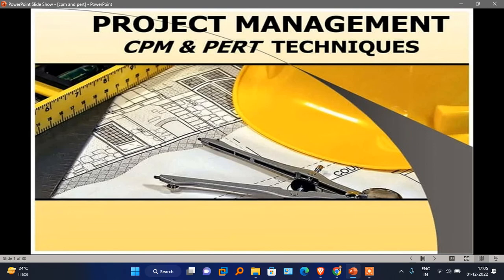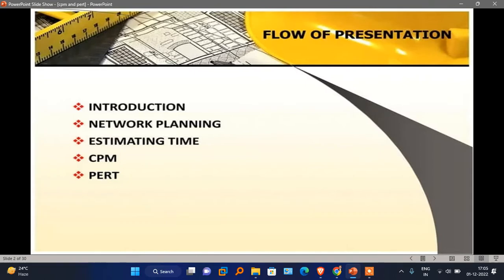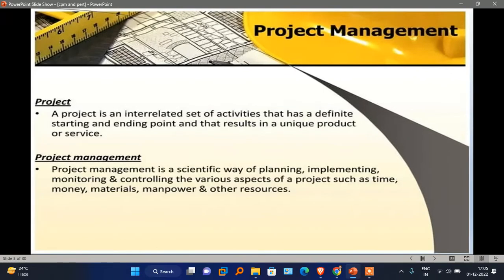Yeah, we have discussed project management earlier. Now we would like to discuss the project management techniques, which are CPM and PERT, that is critical path method and program evaluation and review technique. So let us discuss it. This presentation will include the introduction, network planning, estimated time, CPM and other details.